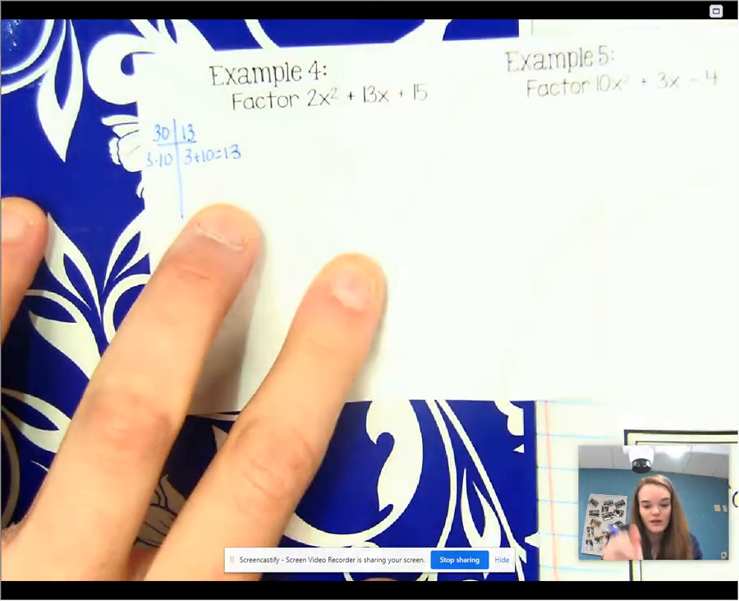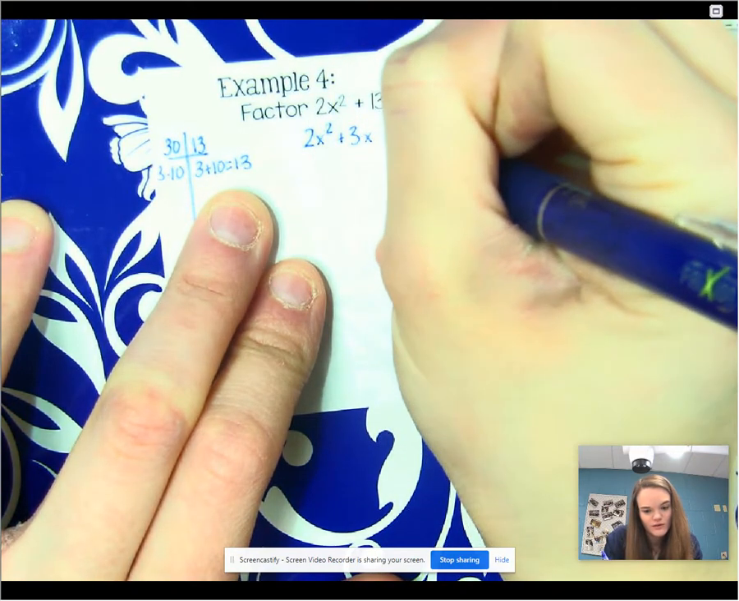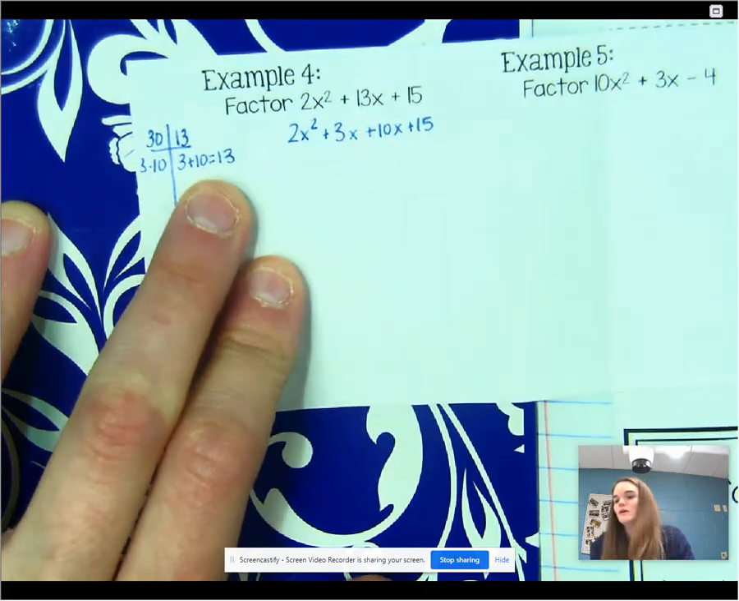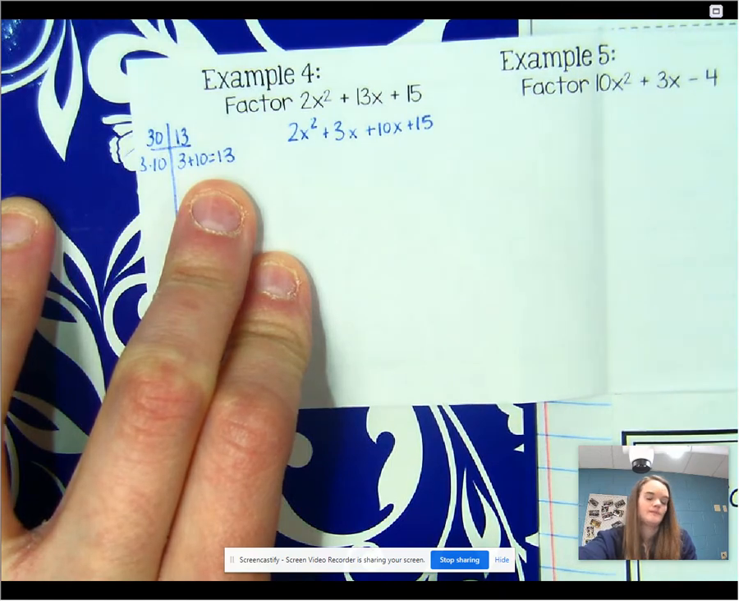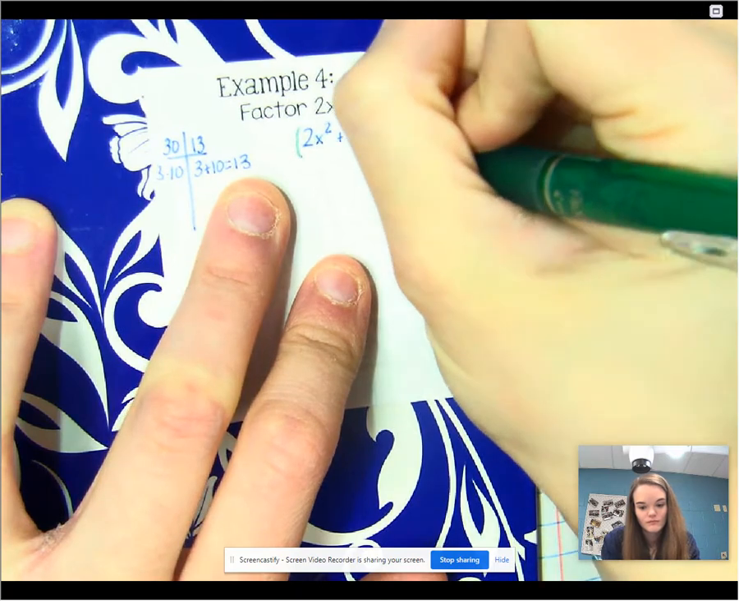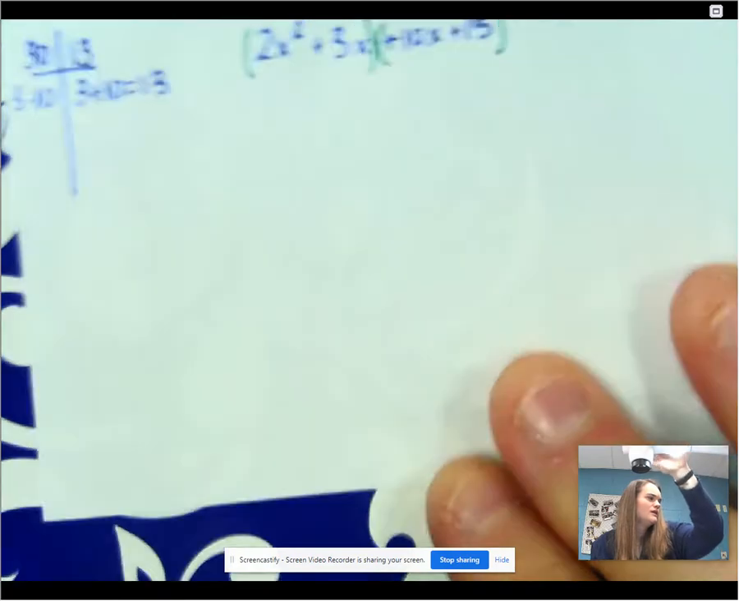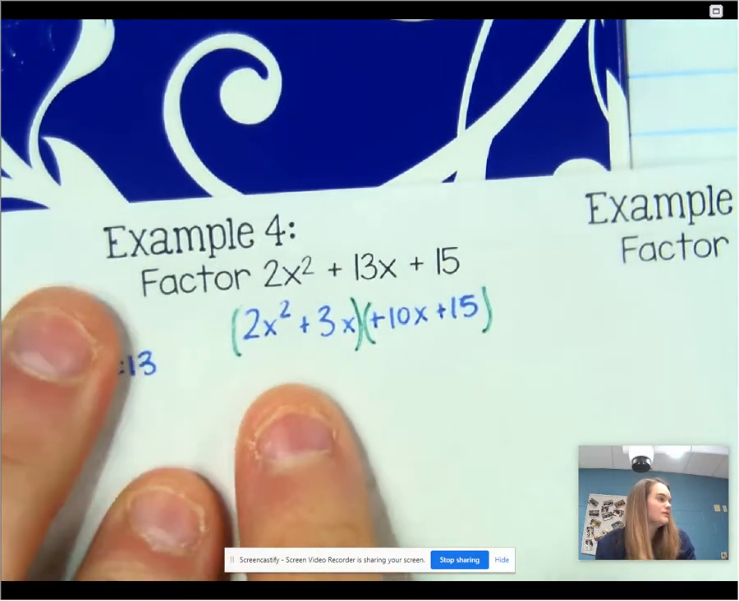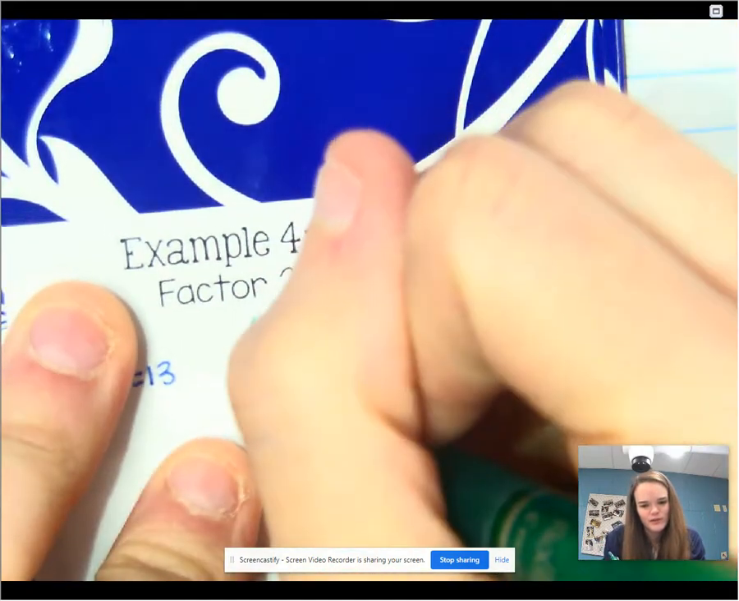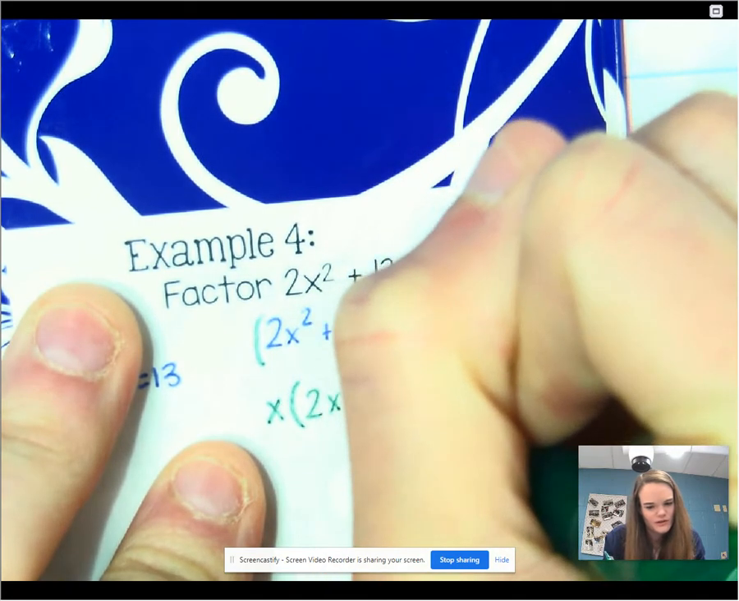I'm going to bring down everything else. 2x squared plus 3x plus 10x plus 15. Now I'm going to group. Just like I said a few minutes ago, you're always going to pull an x out of here. We have to decide if we can pull a number or not. We cannot pull a number from 2 and 3, so we have just x. So we're left with 2x plus 3.